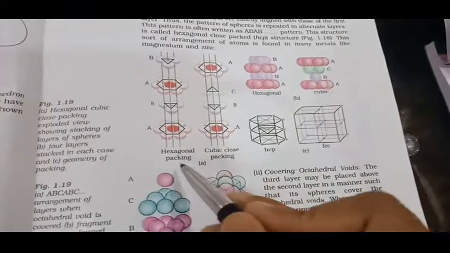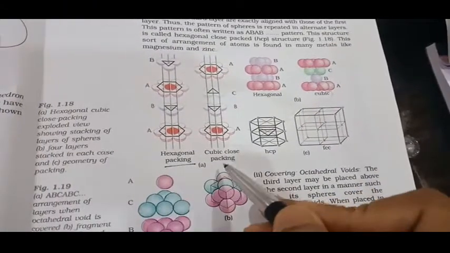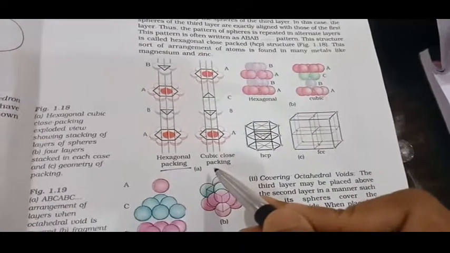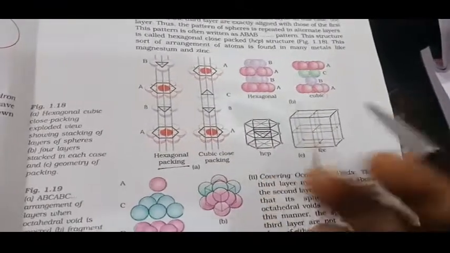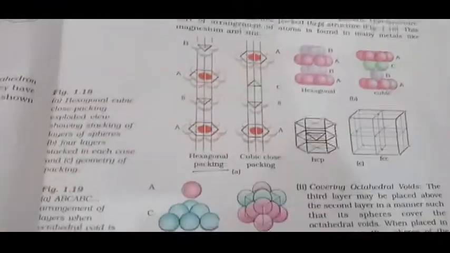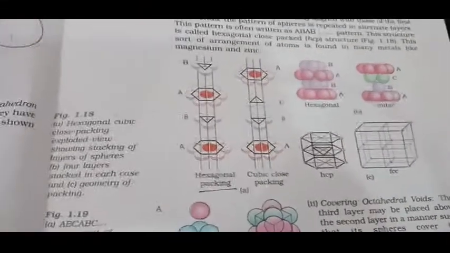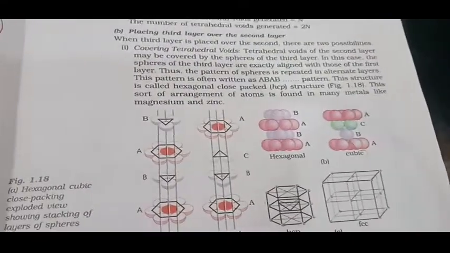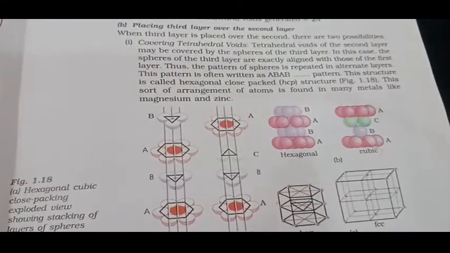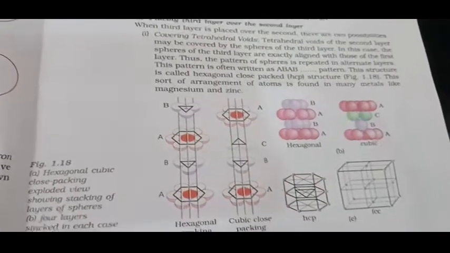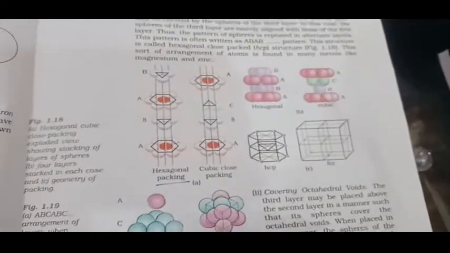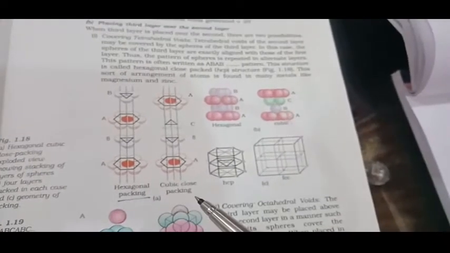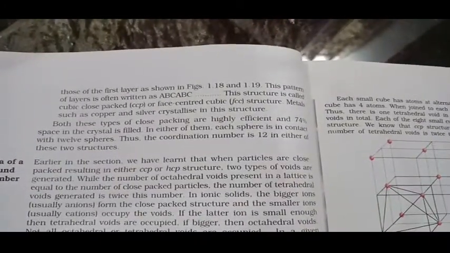So when AB type of arrangement is there, it is termed as hexagonal close packing. And when you are observing ABC type of arrangement, then it is cubic close packing. Now, what is the number of coordination sphere? The coordination number in the case of both hexagonal close packing and cubic close packing is 12. The coordination number is 12.